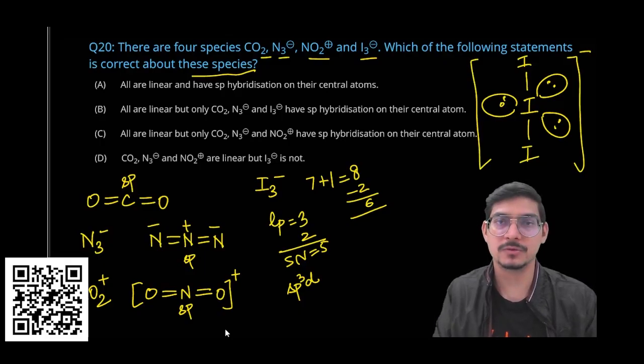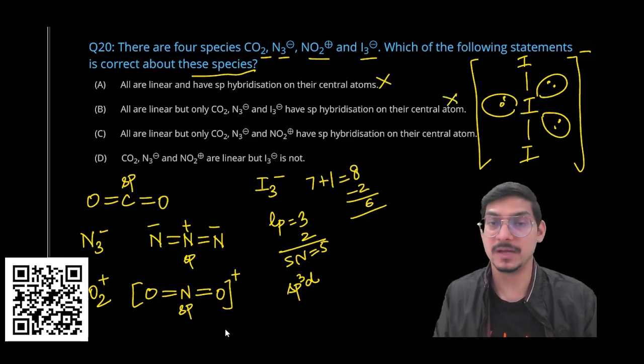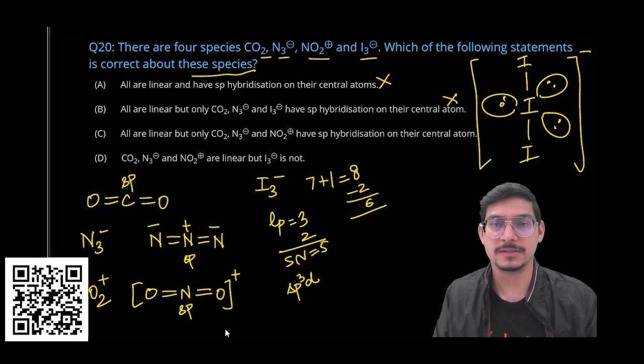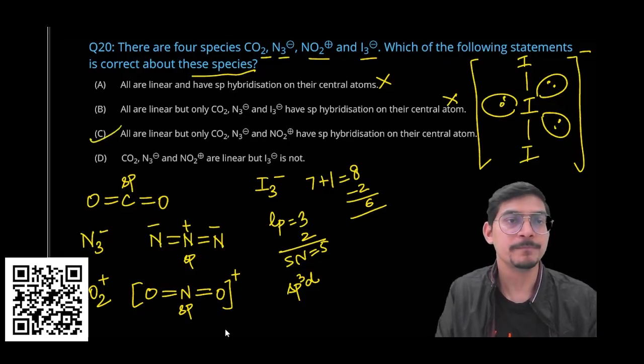So now let us look at the options. All are linear and have sp hybridization on the central atom? Definitely not. I3 minus has sp3d hybridization. All are linear, but only CO2, N3 minus and I3 minus have sp hybridization? Again incorrect. All are linear, but only CO2, N3 minus and NO2 plus have sp hybridization on the central atom. This seems to be correct.